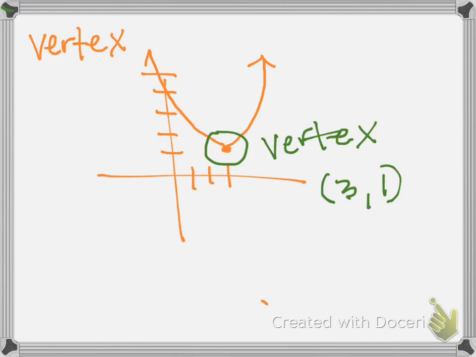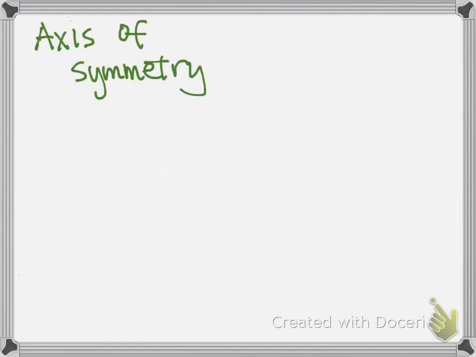this line right there, that line would be called our axis of symmetry. It's a vertical line, and a vertical line you call with all the x values. So you would call this one x equals 3, or a line of symmetry.